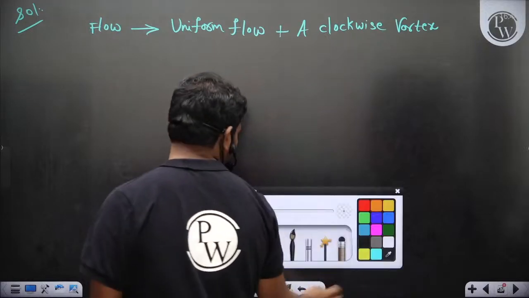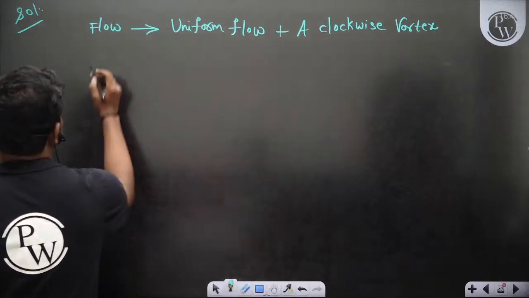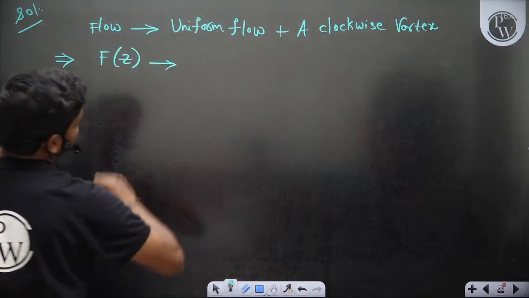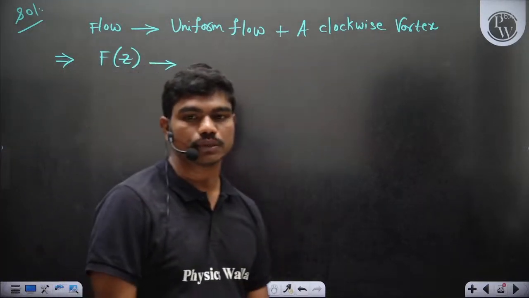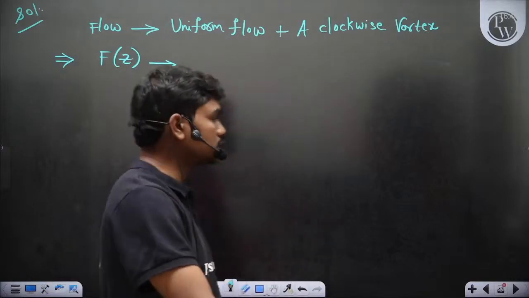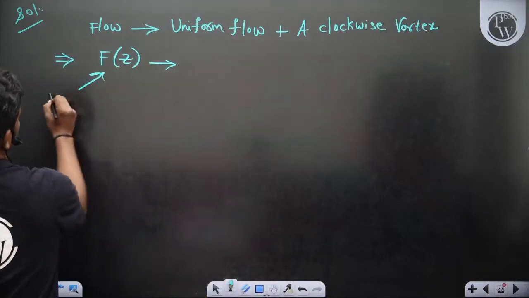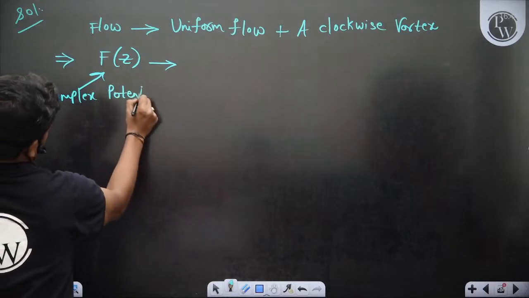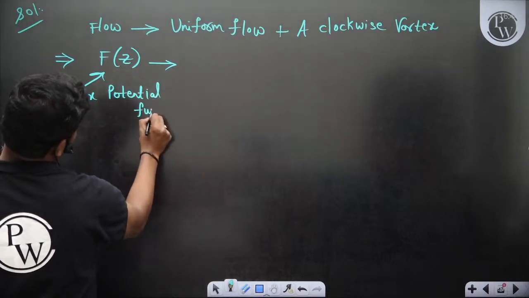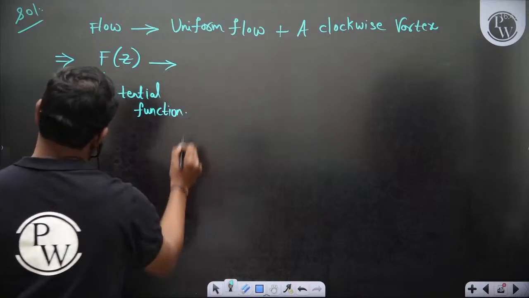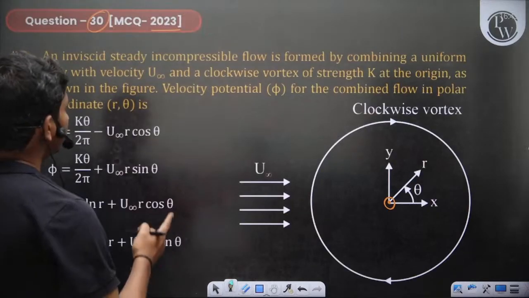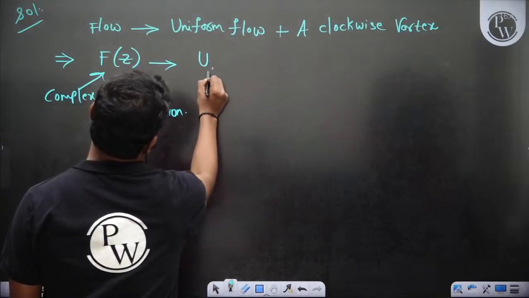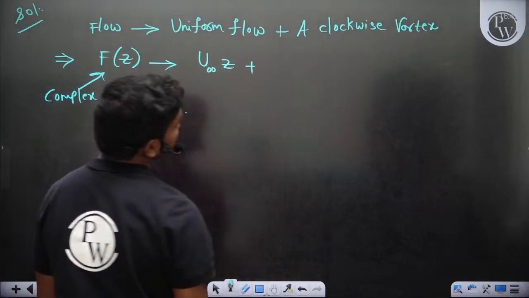so let's see. I have given you some basic functions. So for this, the potential function. Okay, so if you see the velocity potential, the complex potential function for this flow, this is the complex potential function. Okay, so let's see, this flow is in the x direction uniformly, so U infinity into z, plus this is a clockwise vortex.